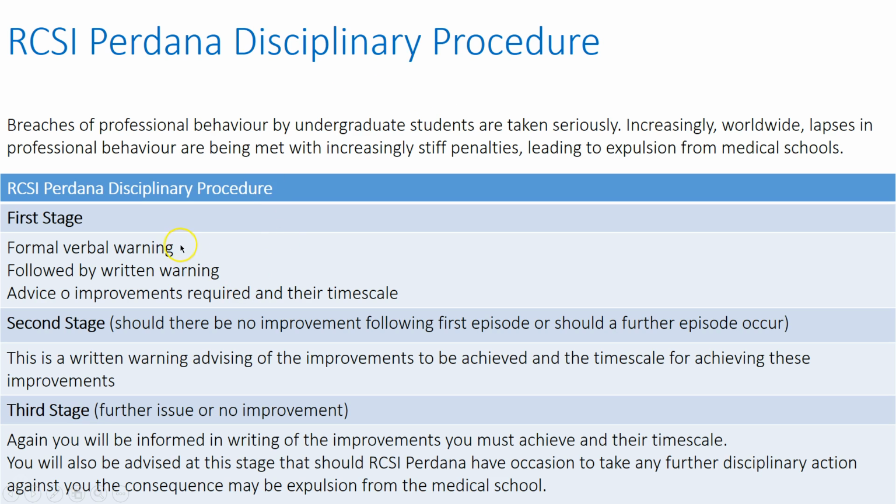If you are absent from class or late in arriving at class, you'll get a formal verbal warning right there. This will be followed by a written warning. You'll be advised about improvements that are required and the timescale in which you should achieve those improvements. If there should be no improvement in your behaviour following the first episode, or if there should be a further episode, then a second stage warning is given. This is an entirely written warning, there's no verbal warning, and again you'll be given a timescale. There is a potential third stage warning if there's a further issue and no improvement, but this may lead to expulsion from medical school.